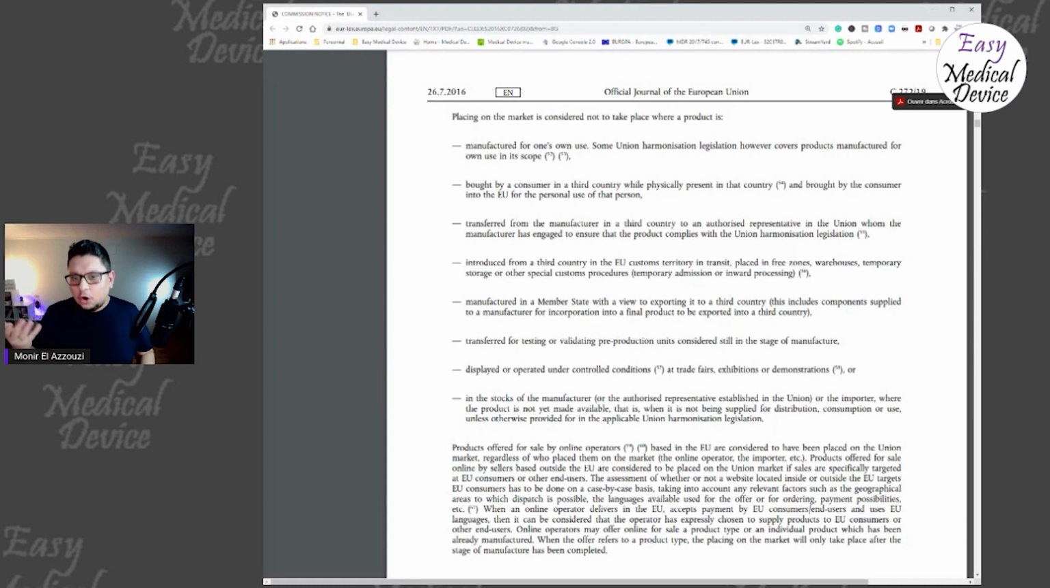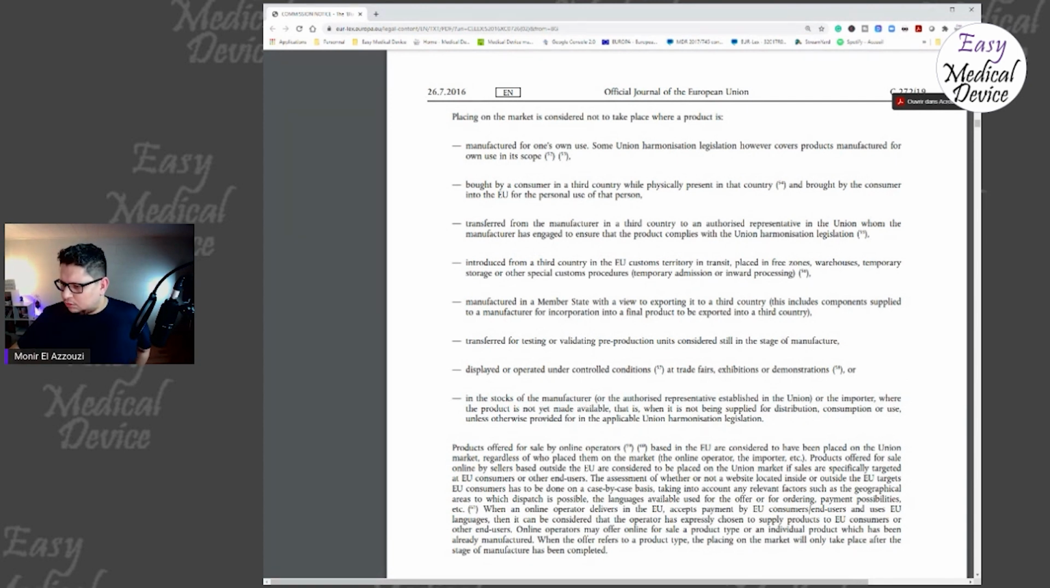Here, the vocabulary of placing on the market can save you if you really understand how it works. As I said, placing on the market also means that you just move it from your stock to the stock of the distributor or whoever. For example, placing on the market is not considered to take place where a product is in the stock of the manufacturer, the authorized representative established in the Union, or the importer, where the product is not yet made available. So you see exactly what I've said to you: if it is in your stock, it is not placed on the market. And this is really important.